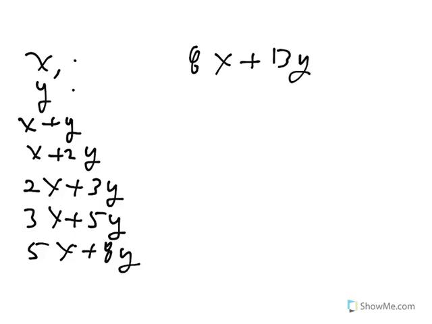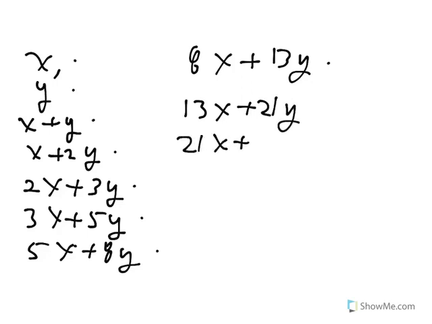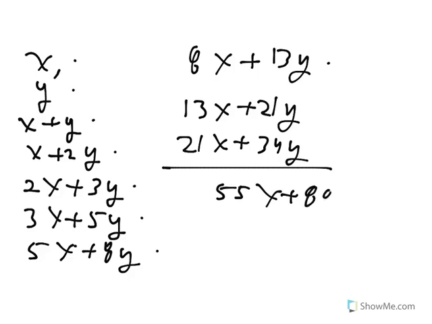This is already 1, 2, 3, 4, 5, 6, 7, 8. Two more. 13x plus 21y. And 21x plus 34y. If you were to add all these terms together, you get 55x plus 88y. Notice how 11 goes into 55 and 88.